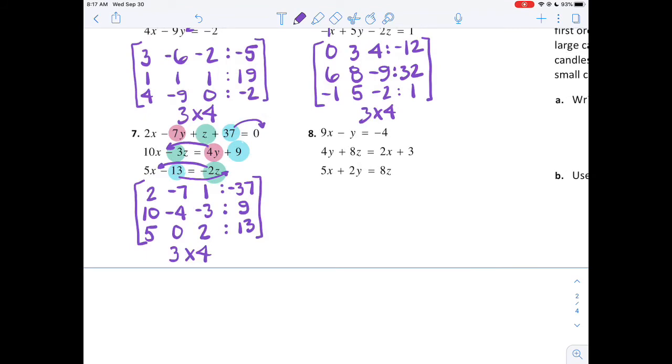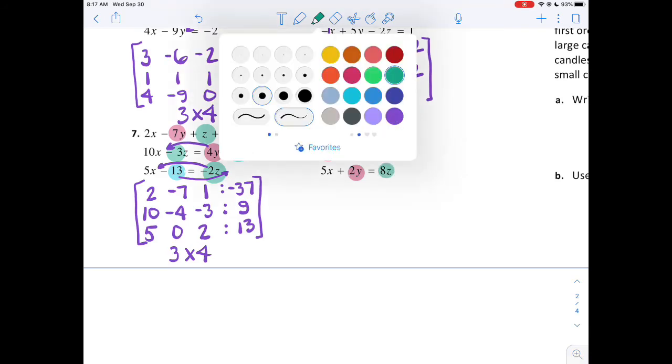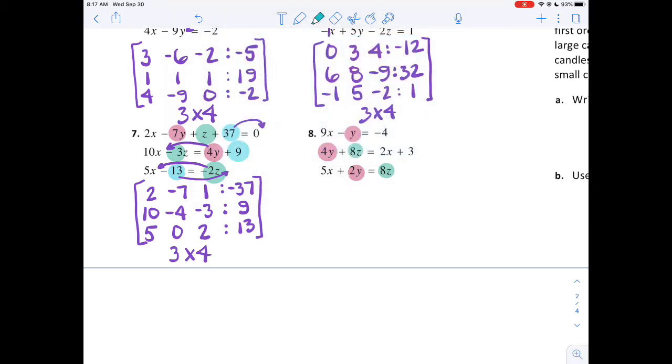We have one final problem that we just want to write the matrix for before we get into actually solving. Again, I can see that there's some jumbling going on, so I'm going to go ahead and identify where my y's are, where my z's are. Oh, the first equation doesn't have a z. And where my constants are. All right, so now that I've done that, I'm ready to start writing my matrix.